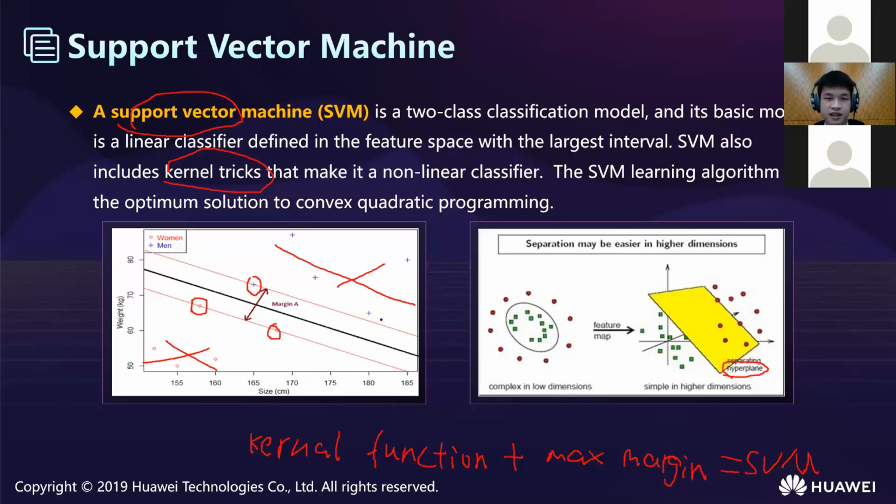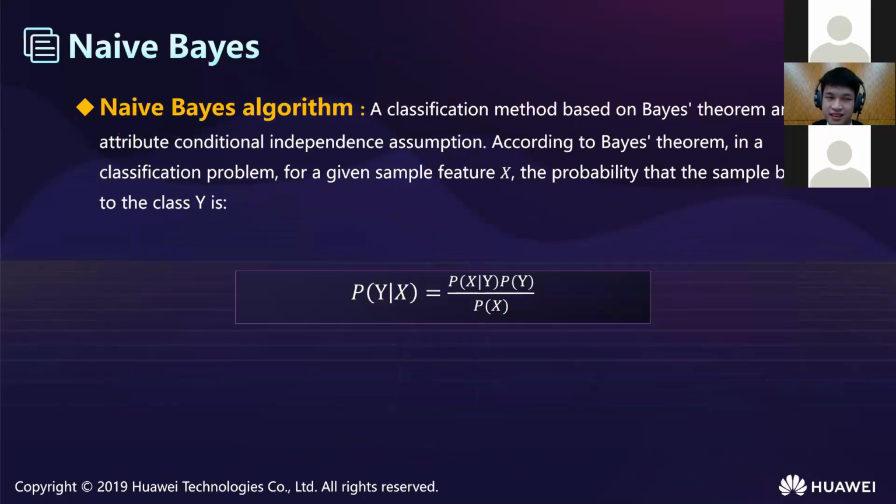Okay, and then I will talk about another model. It's called naive Bayes. Do you still remember the Bayes formula? That is the Bayes formula we talked about on the first day, on Monday. We can change the probability of y given x into the probability of x given y, multiplied by the probability of y, divided by the probability of x. So that is the Bayes formula.